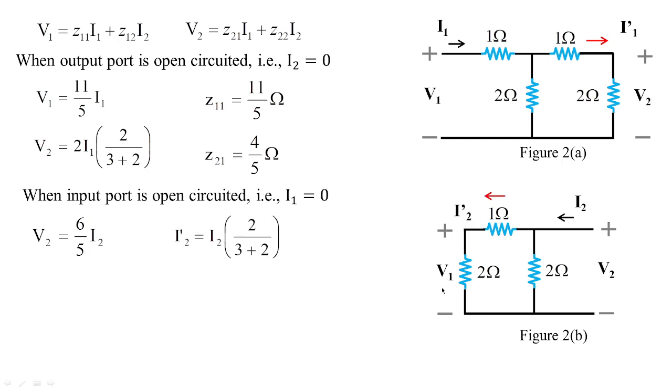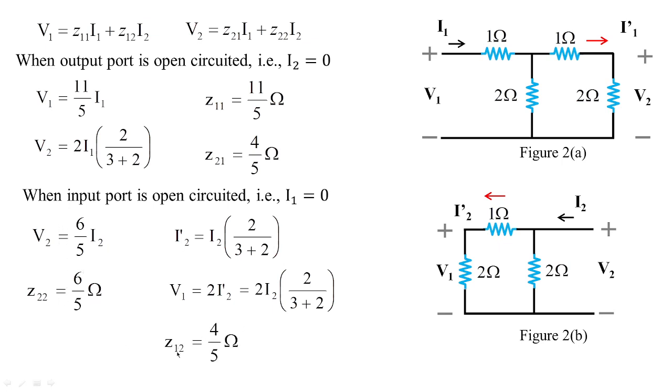And V1 is nothing but 2 I2 dash. So I2 dash is nothing but I2, the total current, and for this 3 ohms, the opposite is 2. So that is why it is 2 divided by the sum of these parallel resistors, that is 3 plus 2. And V1 is equal to 2 I2 dash. So replacing I2 dash with 2 I2 by 5, I'm going to get Z22 from this equation as 6 by 5 ohms, whereas Z12 is equal to 4 by 5 ohms. And hence we obtain the Z parameters for the given circuit, which is shown in figure 2.